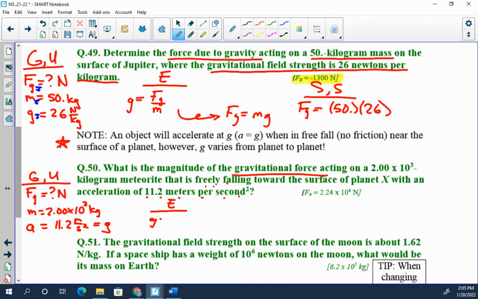So when you come over here, g is Fg over m. Do a quick rearrange, and you will end up over here with what we saw before. Fg is mg, so Fg is 2,000. You could write 2 times 10 to the third, doesn't matter. Times 11.2, and you'll get your answer.